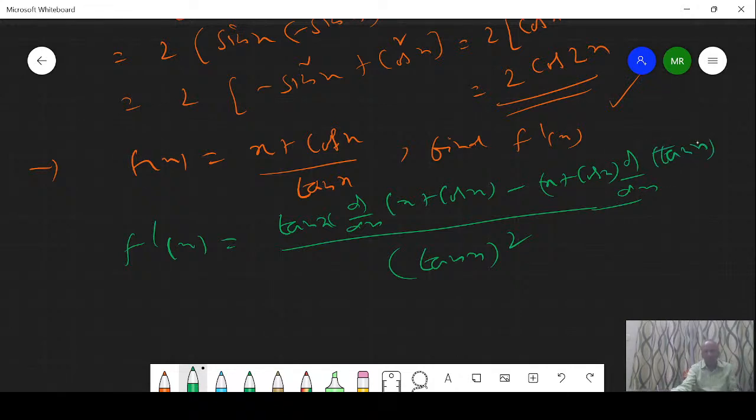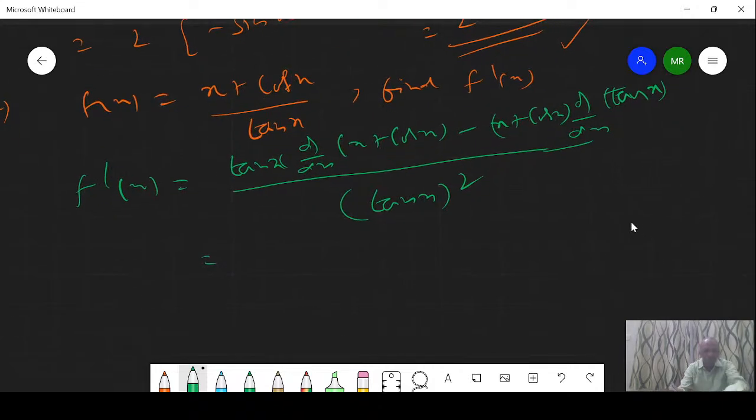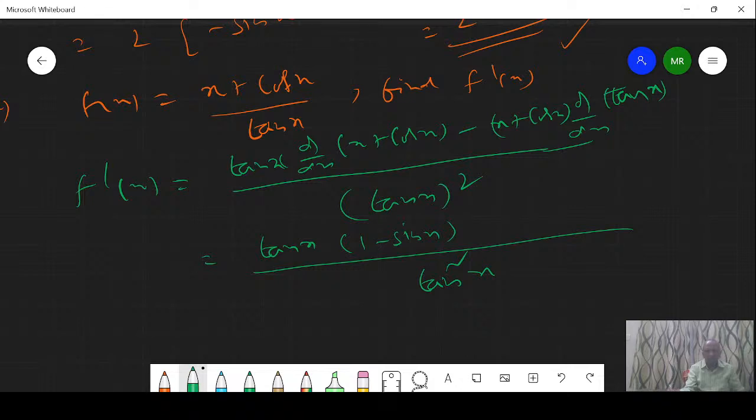Practice the same day itself. If you postpone, it is difficult to learn. You can write like this now. Denominator will be tan square x. I can write tan x into derivative of x plus cos x. Derivative of x is 1, cos x will be minus sin x. Right? Minus of x plus cos x into derivative of tan x, which is secant square x. I can write secant square x.